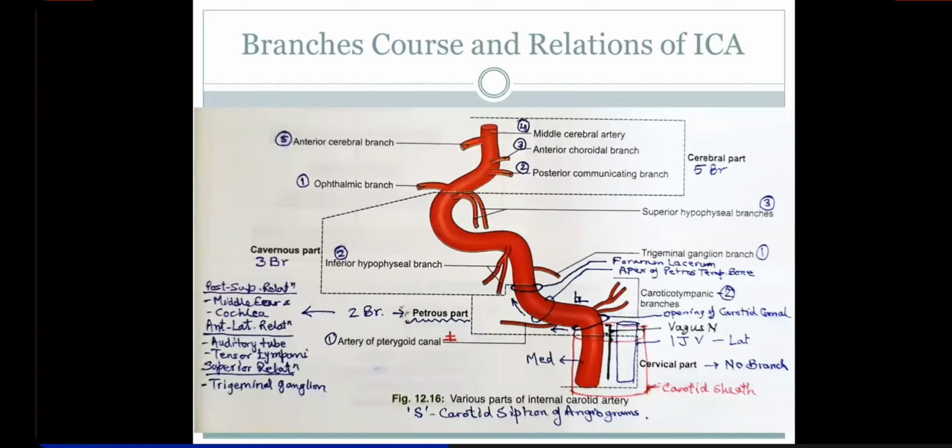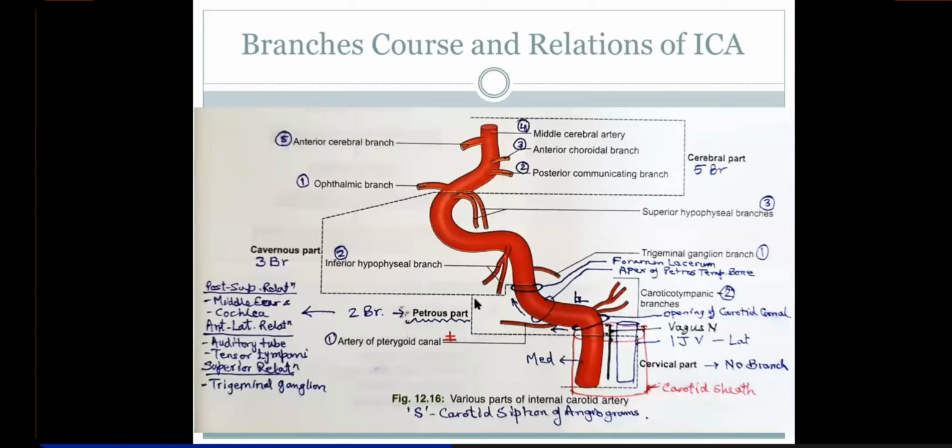ठीक, दो ब्रांचेस हो गई हैं petrous. ये सब वाइवा वोसी के लिए भी याद हो रहा है तुम्हारा, वाइवा वोसी as well as MCQ purpose. तो cervical portion, no branches. Then petrous part, 2 branches.